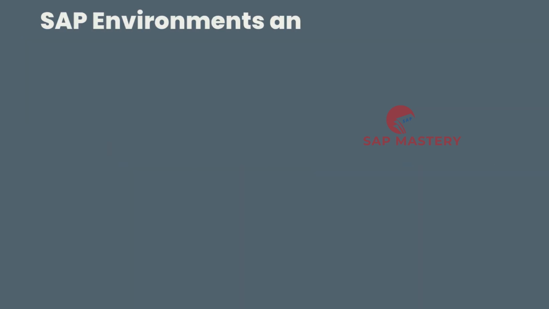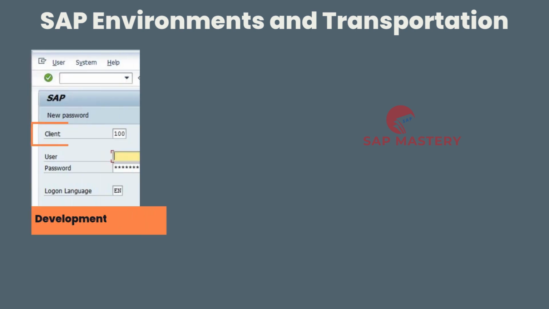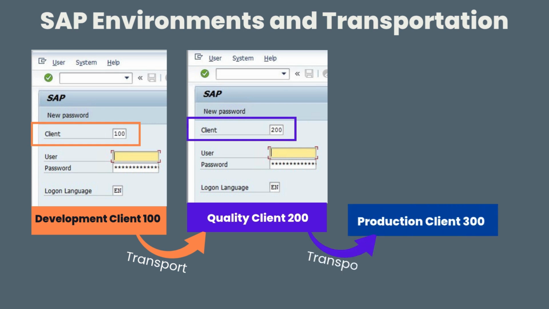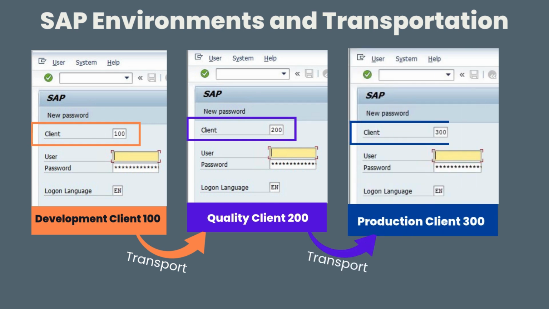SAP environments and transportation. All data is transported from development clients to quality clients for testing and validation. And then, once the testing and changes are done, those changes are migrated or transported to the production client.